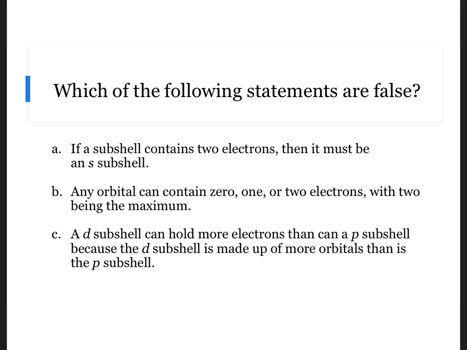Which of the following statements are false? We see that A is the correct answer because any subshell can be partially filled with just 2 electrons. If it had said a maximum of 2 electrons, then the statement would be true.